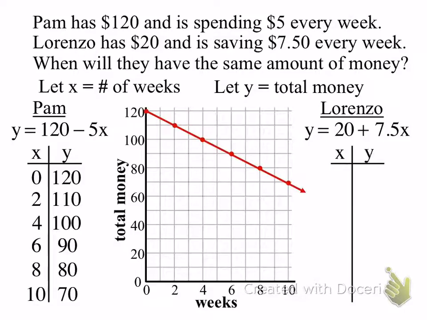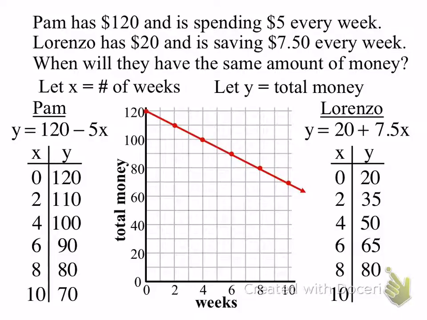I do the same thing for the other table. At 0, he has $20. After 2 weeks, he's got 35. After 4 weeks, he has 50, 65, 80, and 95. And I plot the points.